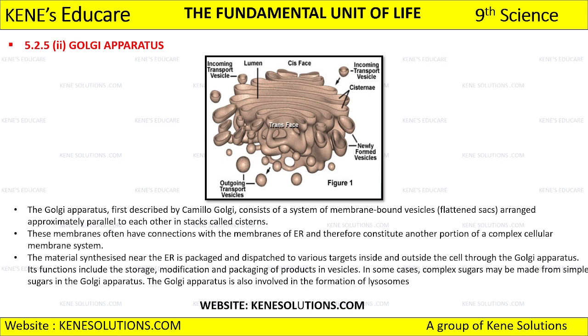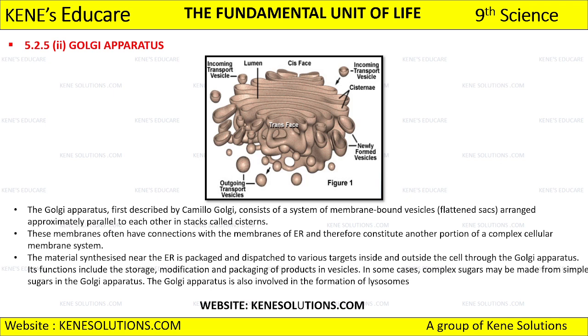So see, the Golgi apparatus was first described by Camillo Golgi, and consists of a system of membrane-bound vesicles called flattened sacs, which are arranged approximately parallel to each other in stacks called cisternae. Can you see the membrane-bound organelle, which we know as flattened sacs, how they are arranged parallel to each other in stacks?